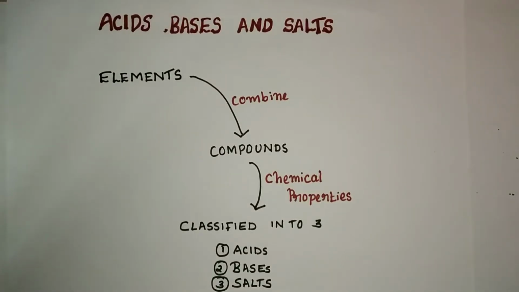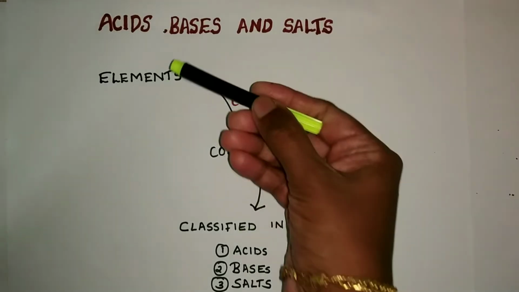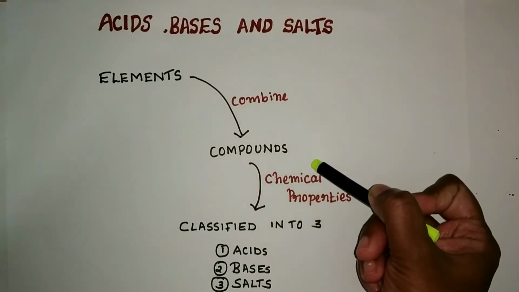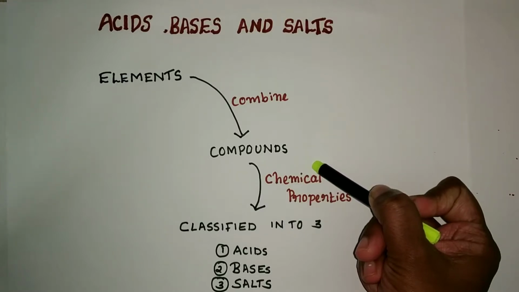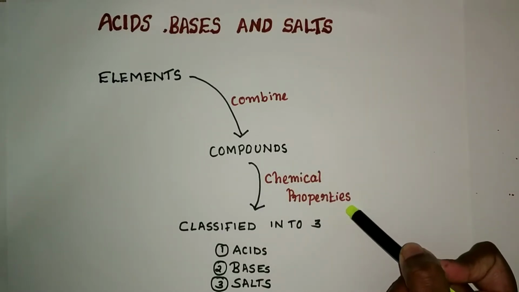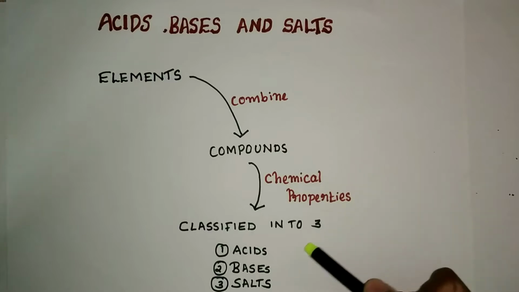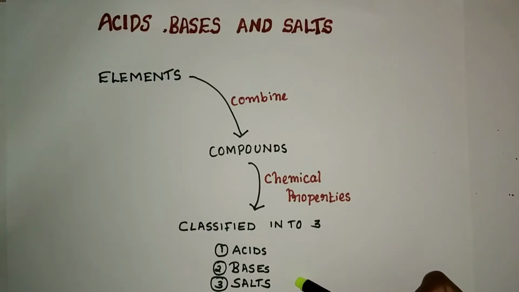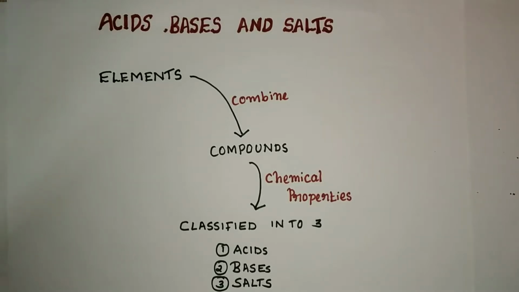Welcome all. Today's video is related to the chapter acid, base and salt. We all know when elements combine, they form compounds. According to their chemical properties, we can classify these compounds into three: acids, bases and salts. In this chapter, we are mainly discussing the properties of acids and bases. We'll also discuss some salts that we use in our daily life.